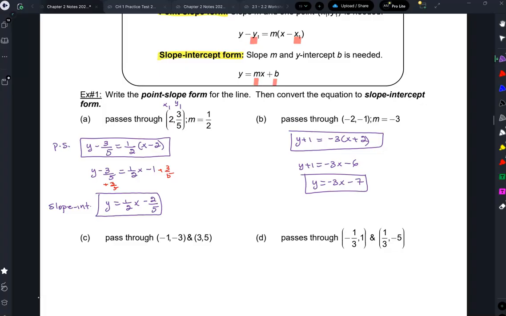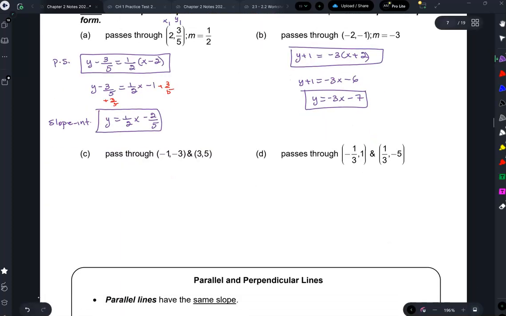Okay. Who can give me the point-slope? Okay, Akiva, can you give me the point-slope form? Yeah, y plus 1 equals -3 (x plus 2). Excellent. And then Zoe, can you give me the other one? Fabulous. Okay. All right. Now, for the next one, right?